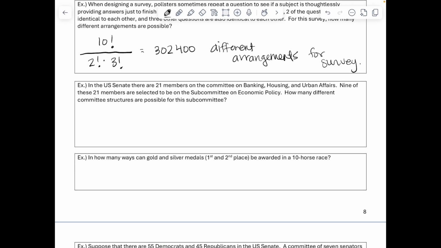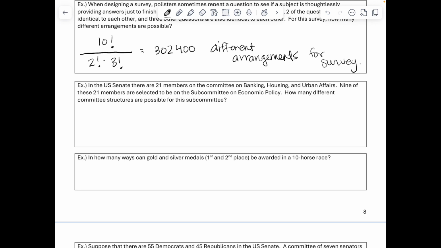The example right below says, in the U.S. Senate, there are 21 members on the Committee of Banking, Housing, and Urban Affairs. 9 of these 21 members are selected to be on a subcommittee of economic policy. How many different committee structures are possible for the subcommittee?